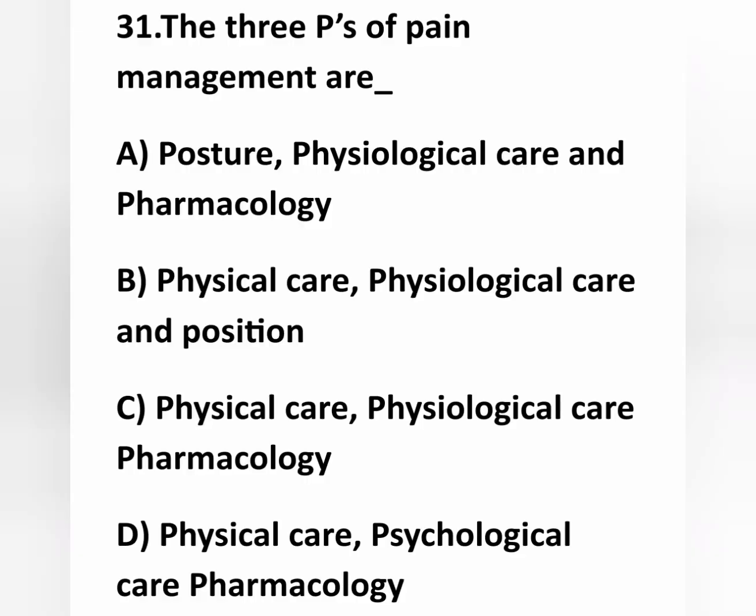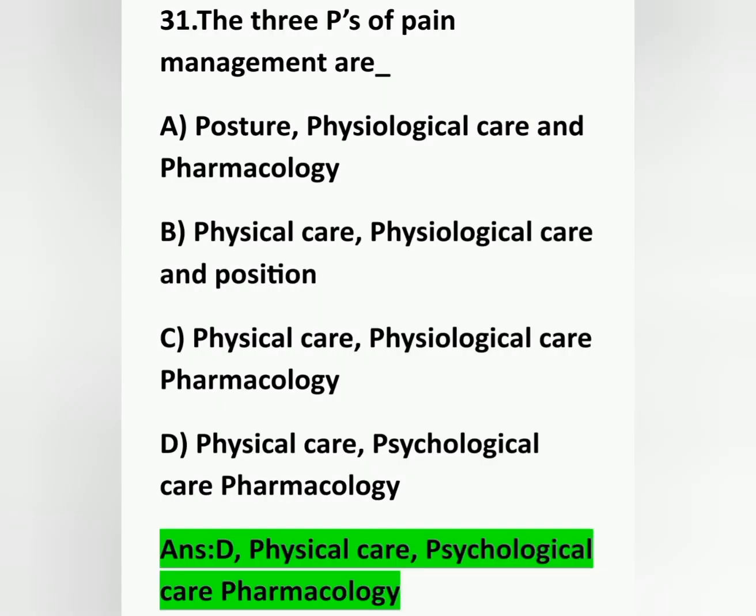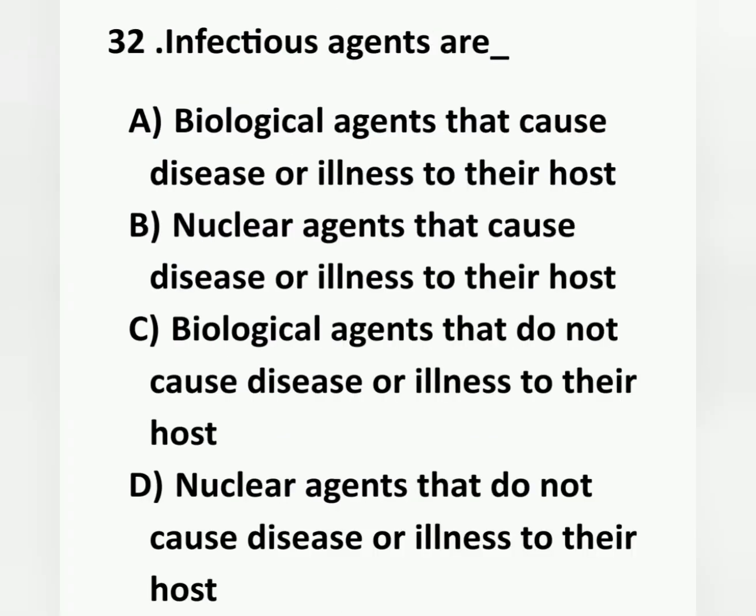The next question. The 3 P's of pain management are. Options. Option A, posture, physiological care and pharmacology. Option B, physical care, physiological care and position. Option C, physical care, physiological care and pharmacology. Option D, physical care, psychological care and pharmacology. The correct answer is option D: physical, psychological and pharmacology.